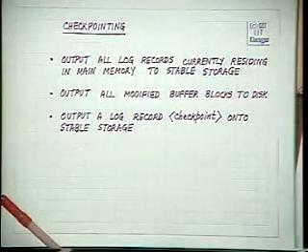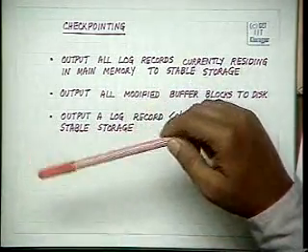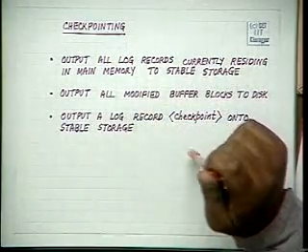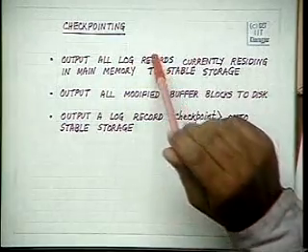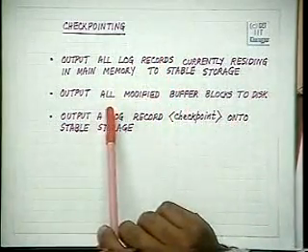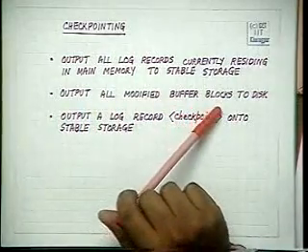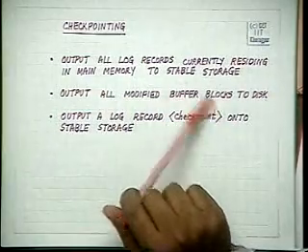So checkpointing is an operation which is done from time to time. Say after 1 hour you do checkpointing. When the checkpoint daemon is invoked, immediately these two actions take place. One is all log records are written onto the stable storage, and all the modified buffer blocks are first outputted back, and then the checkpoint is written.